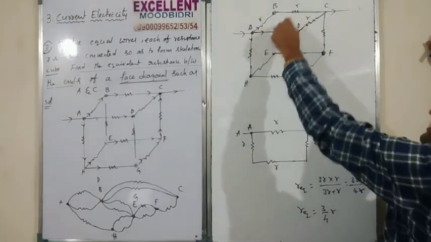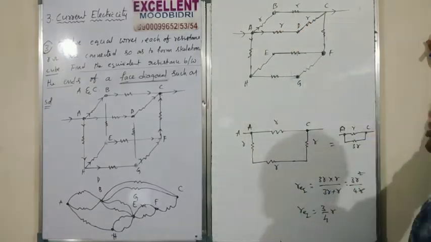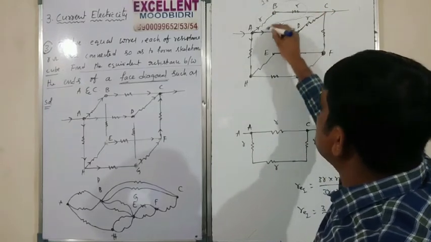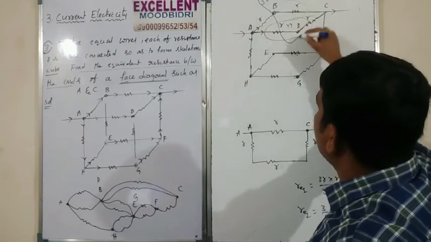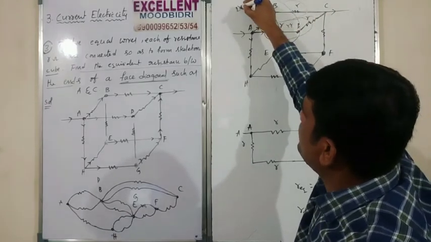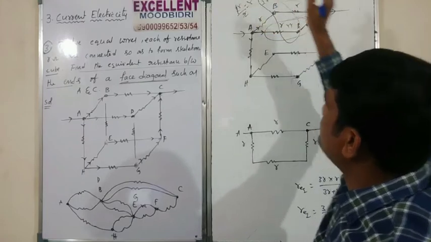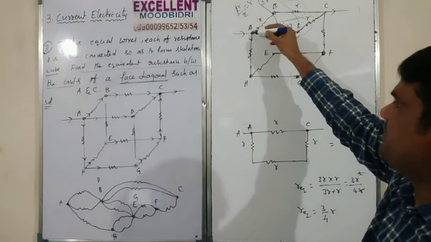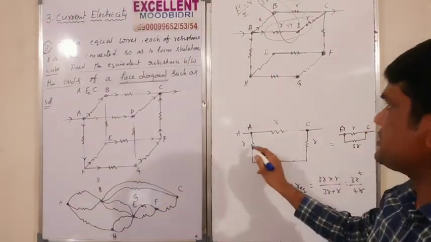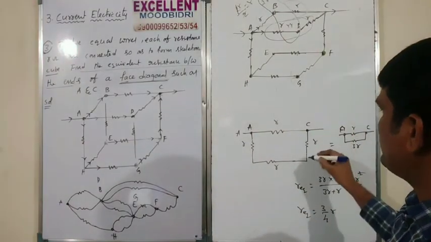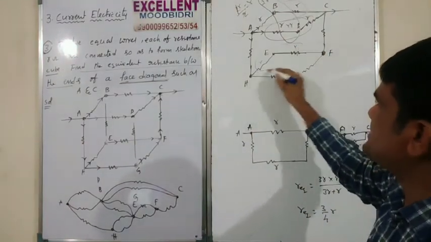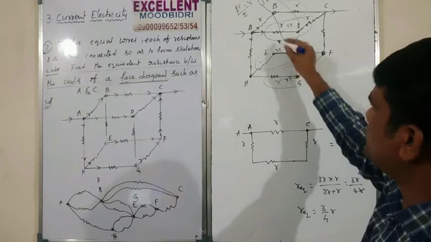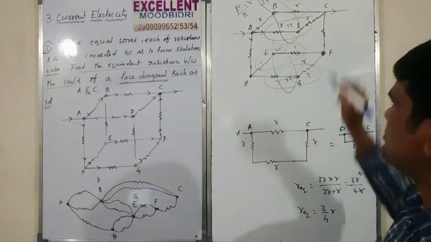That means this is a series, this is a series, and both are in parallel combination. Therefore, here it is R plus R, 2R, and this one R plus R, 2R. So 2R in parallel combination, therefore 2R by 2 is equal to R. That means A to C is R. Similarly, A to H is R, and C to F is R. Next, again here also this is a series combination, this one also a series combination, R plus R, so 2R will come. Here also 2R. So in parallel combination, this value is equal to R.